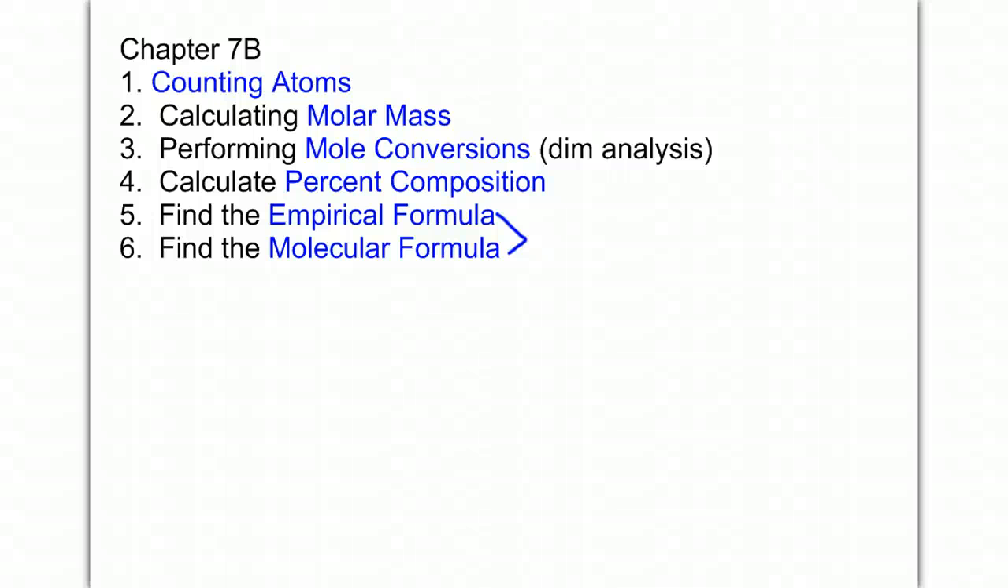Chapter 7B, we're going to have 5 sections total. First, we'll learn how to count atoms. Second, we're going to learn how to calculate molar mass. Third, perform mole conversions. Fourth, calculate percent composition. And 5 and 6 will go together. We'll learn how to calculate the empirical and the molecular formula.